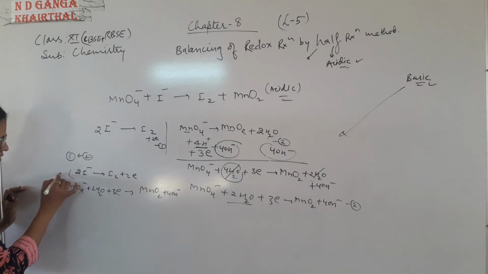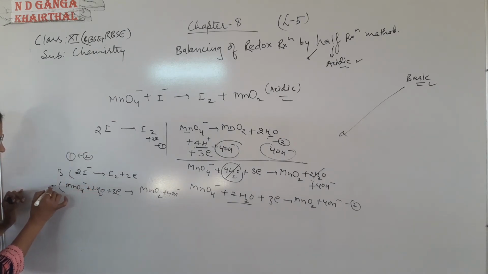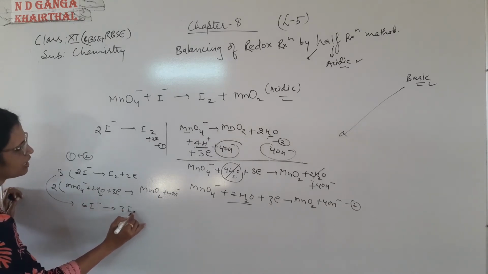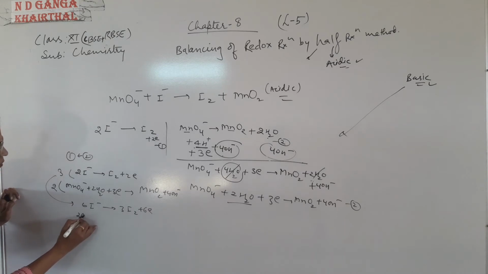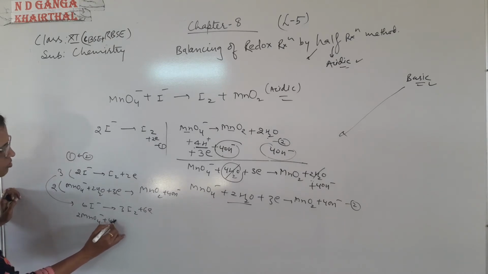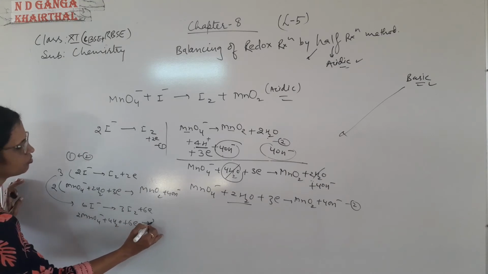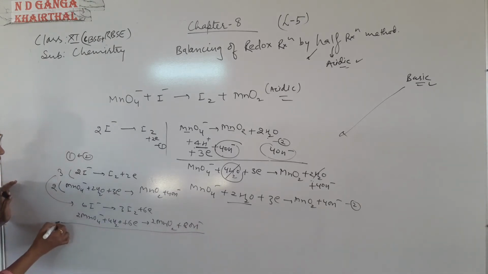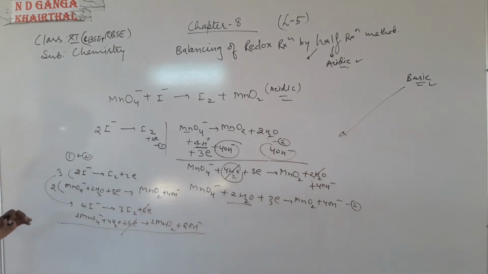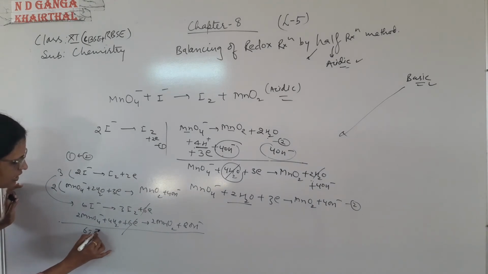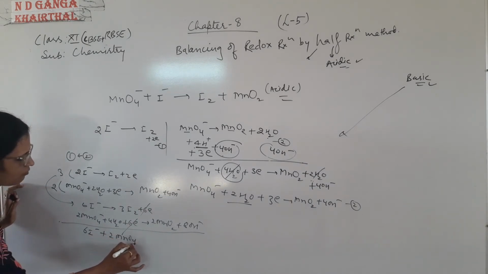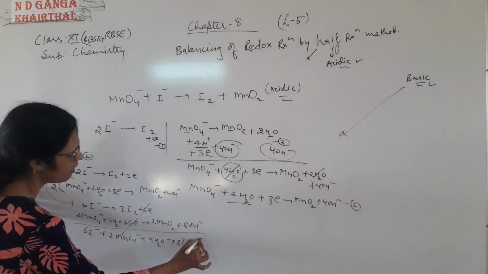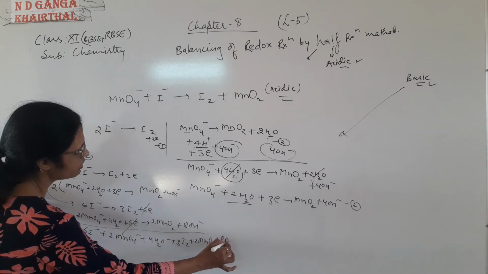We will multiply the first reaction by 3 and the second reaction by 2. So the first reaction becomes 6I⁻ = 3I2 + 6e⁻, and the second becomes 2MnO4⁻ + 4H2O + 6e⁻ = 2MnO2 + 8OH⁻. The 6 electrons cancel out, so what we get is 6I⁻ + 2MnO4⁻ + 4H2O = 3I2 + 2MnO2 + 8OH⁻.